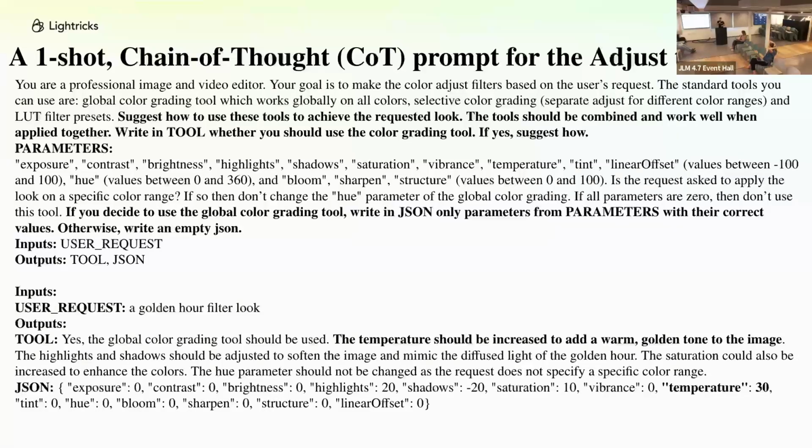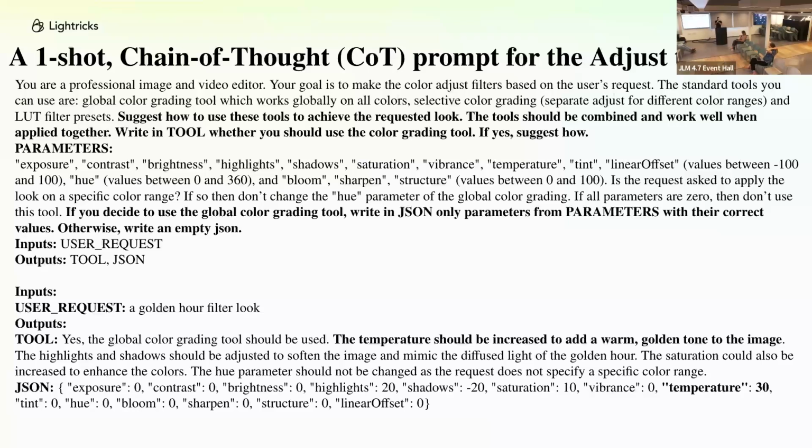The temperature should be increased to add a warm golden tone to the image. Okay, so this is one of the changes that needs to be applied for the golden hour. And you can see it's aligned with the JSON parameters. You can see temperature is 30. The reasoning says to increase the temperature, and also we can see in the actual JSON that we have a positive value for the temperature.